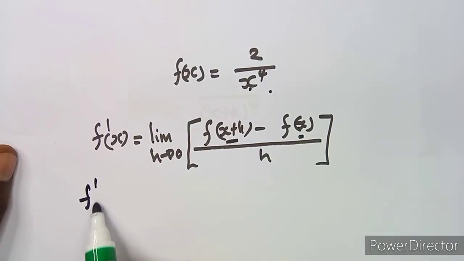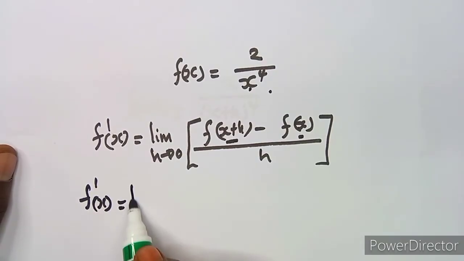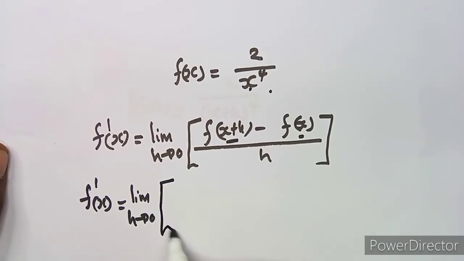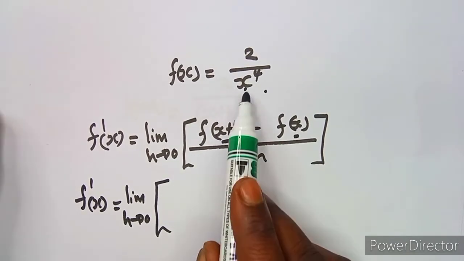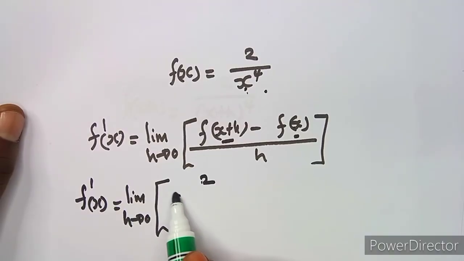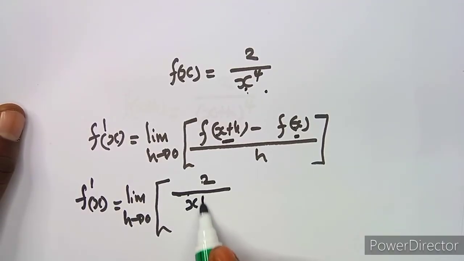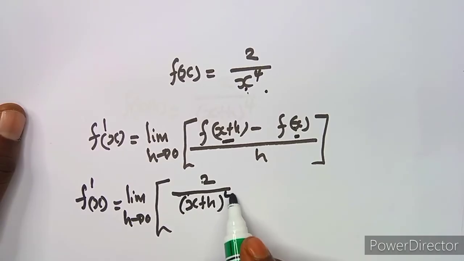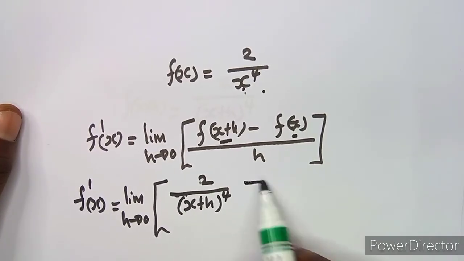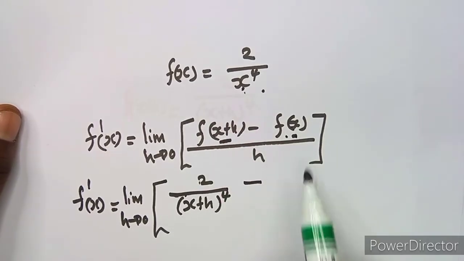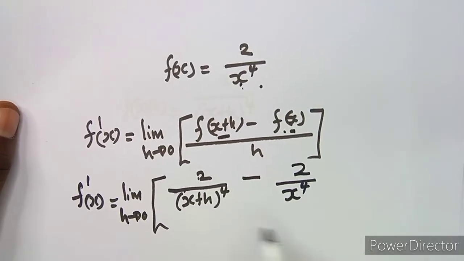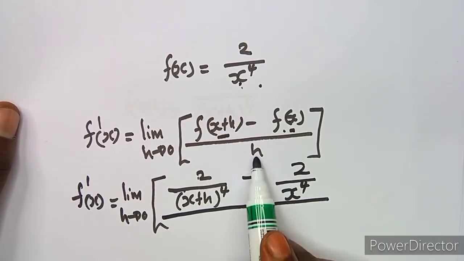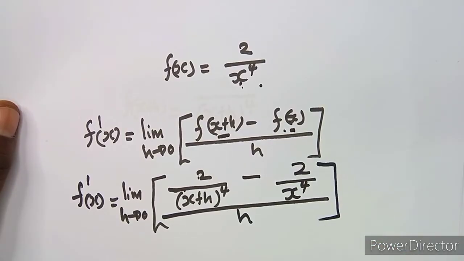It's easier this way. So the first derivative is limit h is approaching 0 like this, okay, over f of x plus h. Remember, f of x plus h, we just substituted x plus h there, and we got 2 over x plus h to the exponent of 4, if you still remember, minus f of x, which is this f of x that you're given, which is 2 over x to the exponent of 4. Okay, everything over h. This is what you're going to have.